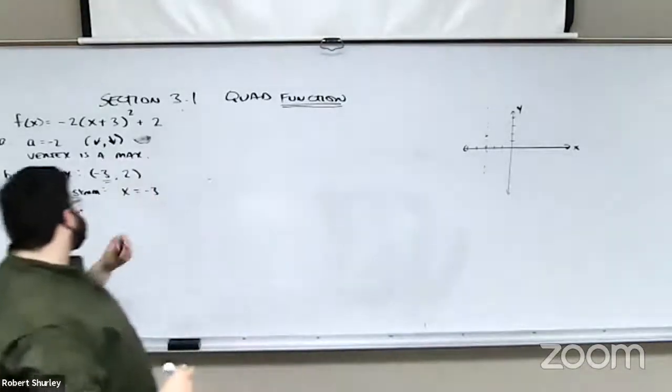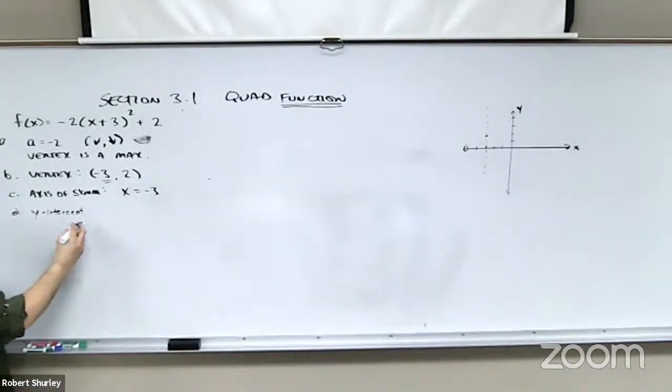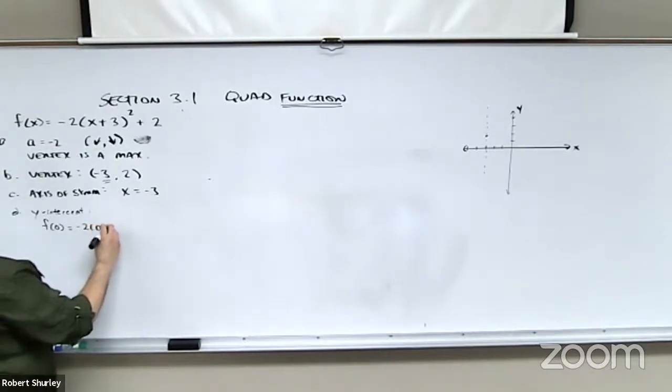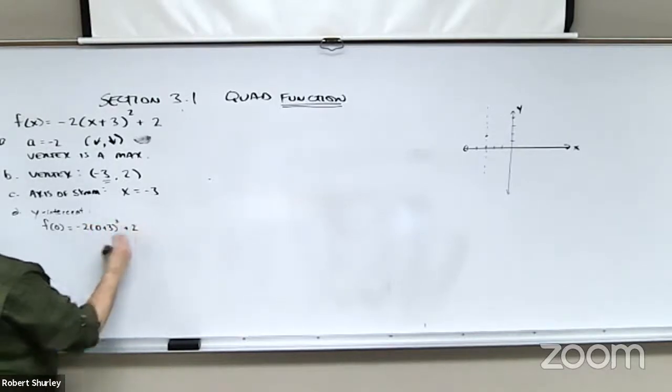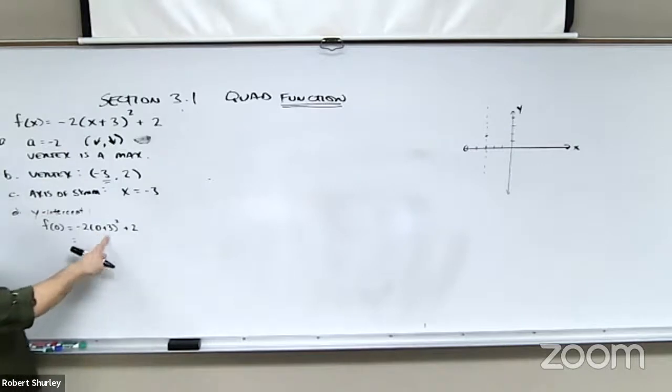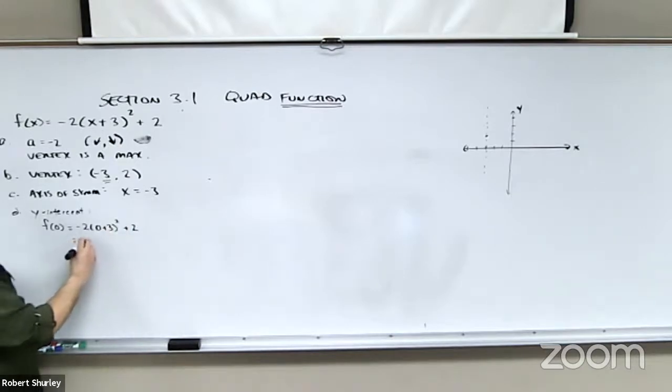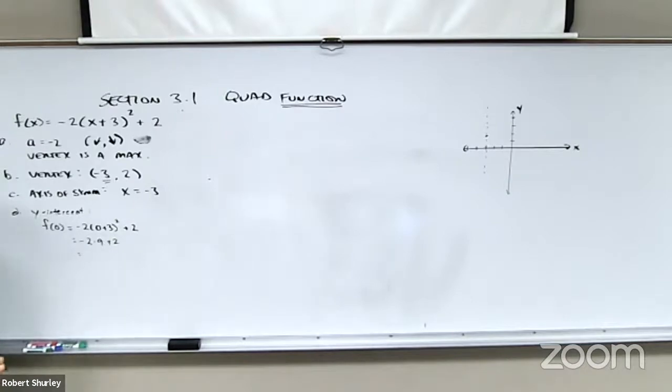Let's find the y-intercept. So we're going to plug 0 into x. Remember, we need to plug 0 into x. So we get negative 2 times 0 plus 3 squared plus 2. Now look, guys, I'm going to be a little lazy here and zoom through this. 0 plus 3 is 3, right? You square it, you get 9. So negative 2 times 9 plus 2. Oh, God, it's going to be a really negative number. Negative 18 plus 2, that's negative 16.